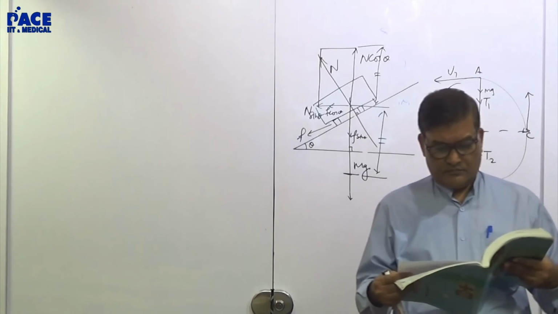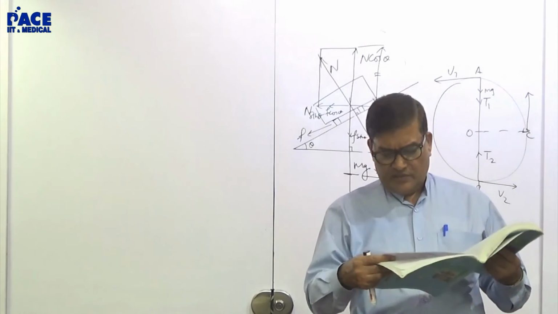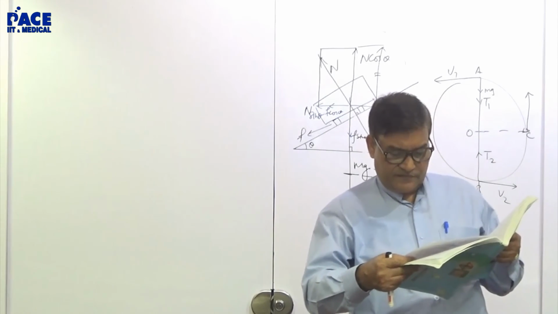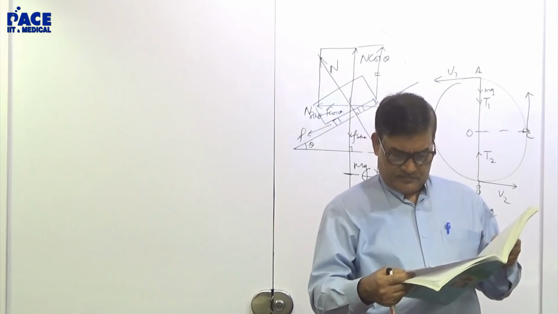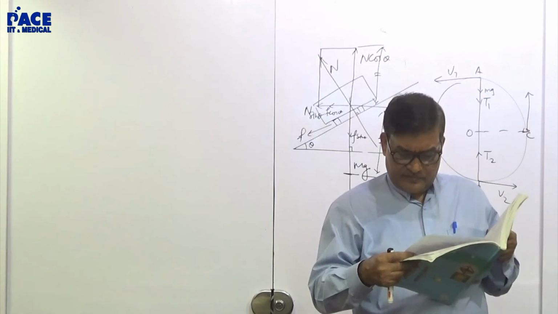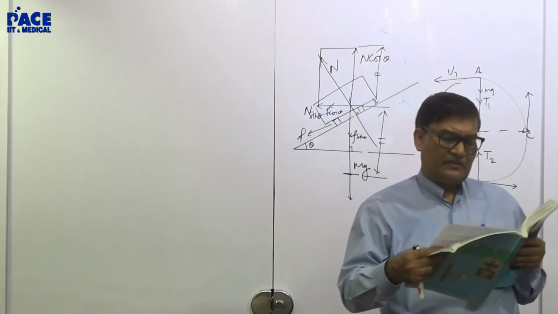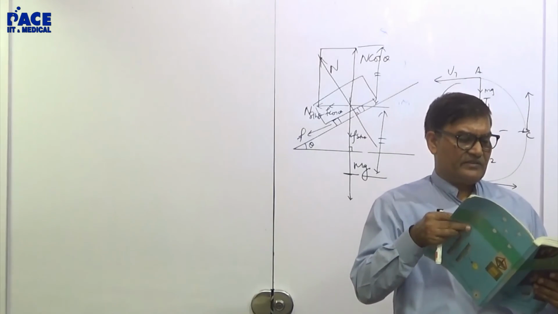Then diagram of Davisson-Germer experiment, that is figure number 18.7. The experimental setup of diffraction of electron, the Davisson and Germer experiment, this diagram and its importance.